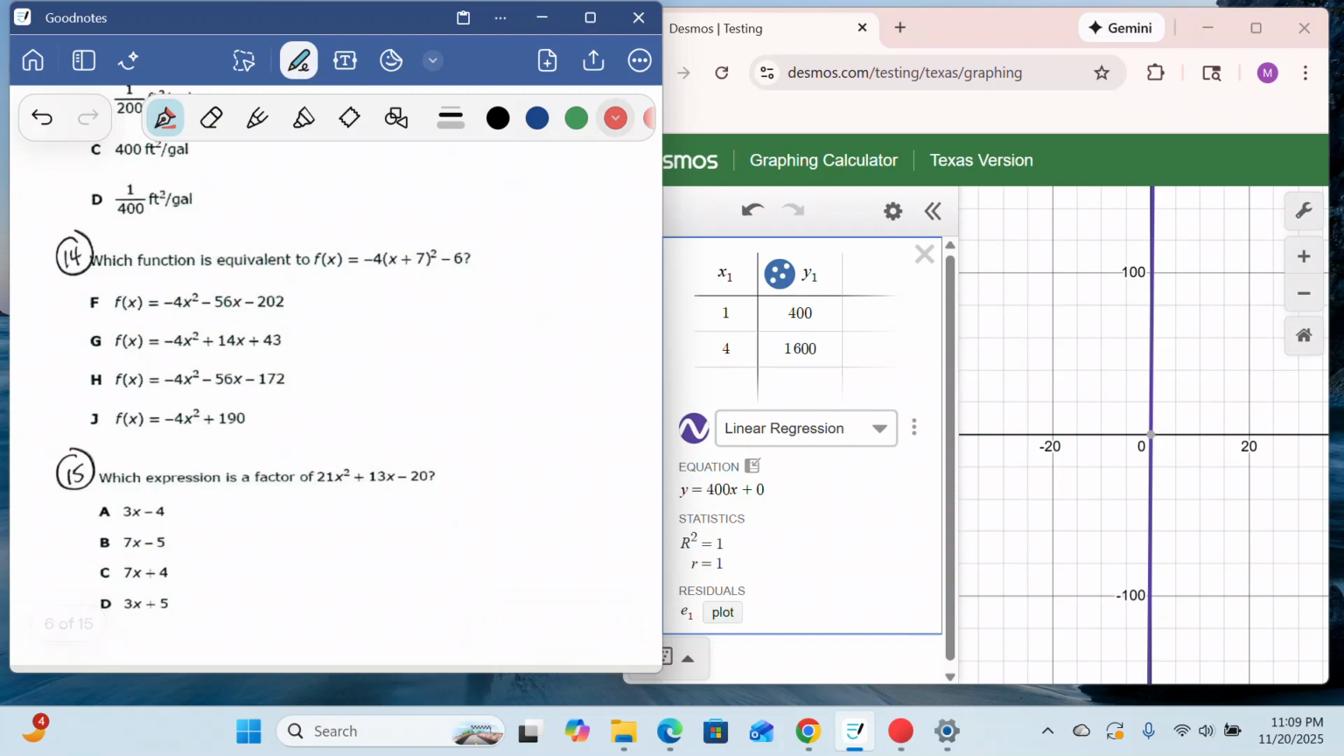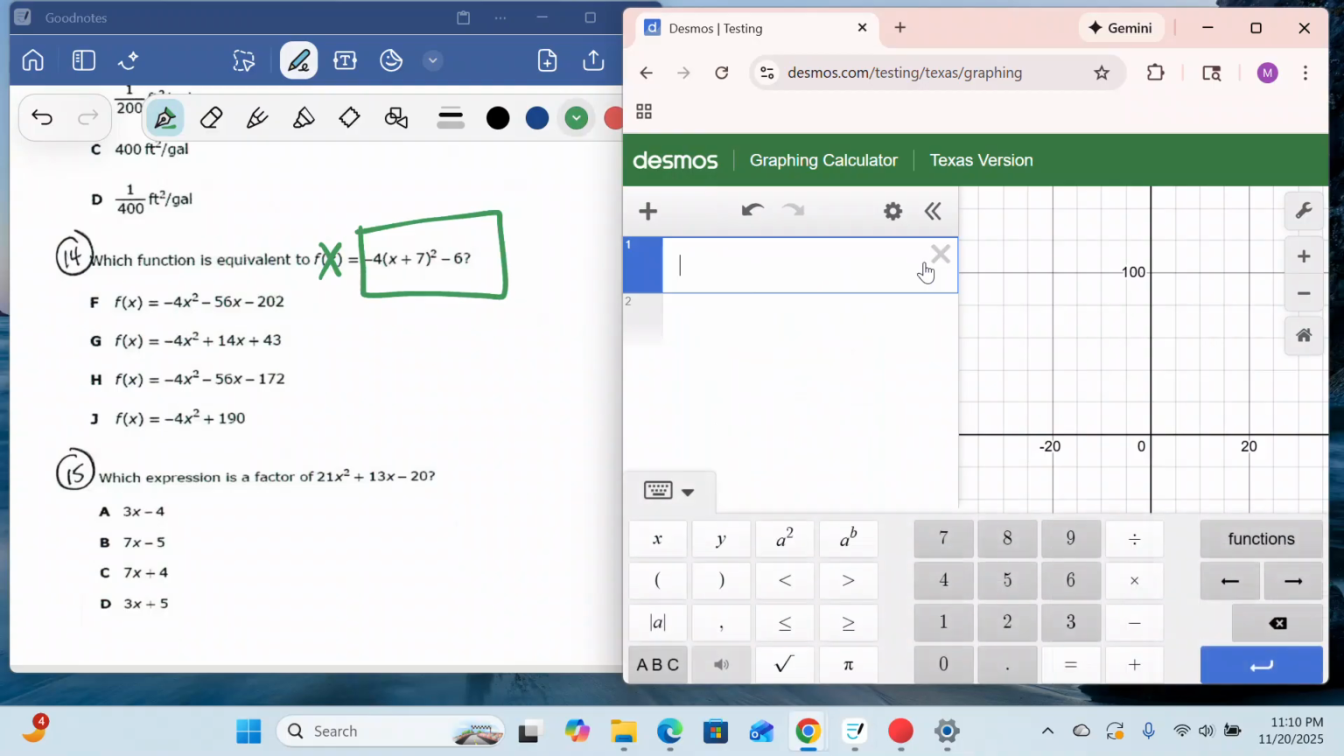Which function is equivalent to f of x equals negative 4 times the quantity x plus 7 squared minus 6? Well, it's got to pass through the x-intercept, and the first one has to be a matching one. So the first one I'm going to do is number 14. If you want to try those 2 problems together, you can. But remember, you don't want to put the f of x. All you want to do is put this into Desmos and let Desmos do the work for you. Then you start inputting every single one. And remember, in order for it to be equivalent, it's got to be equal.